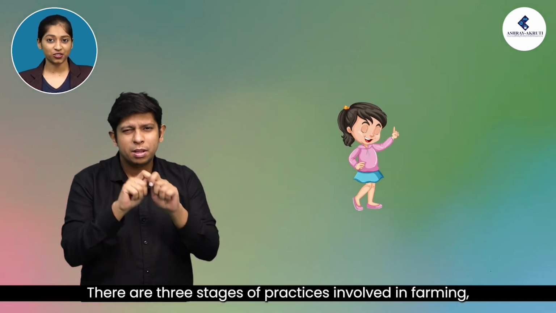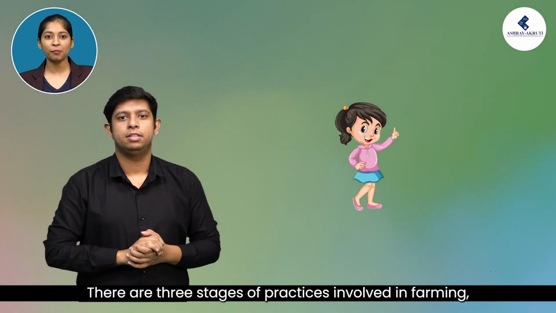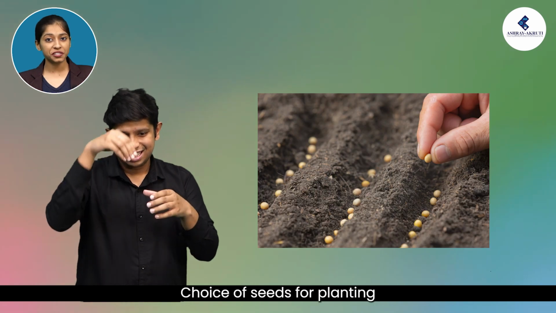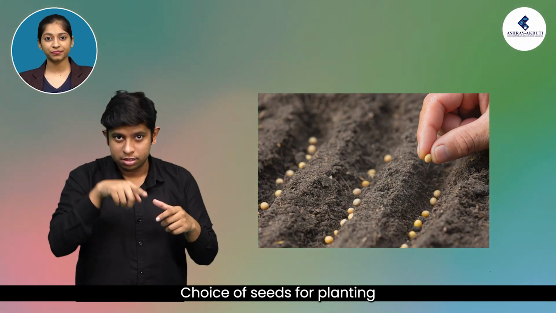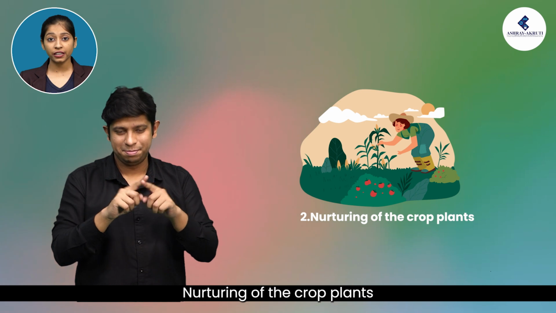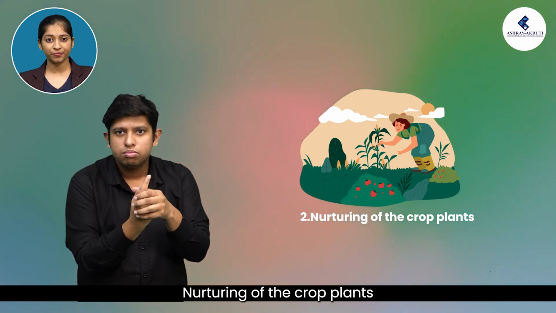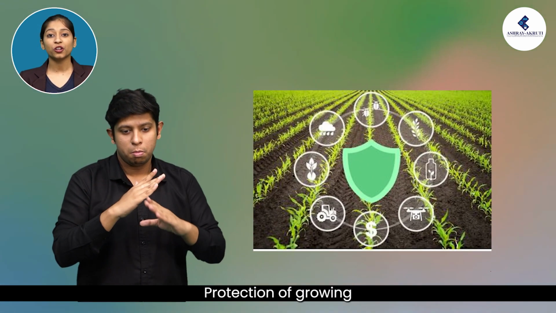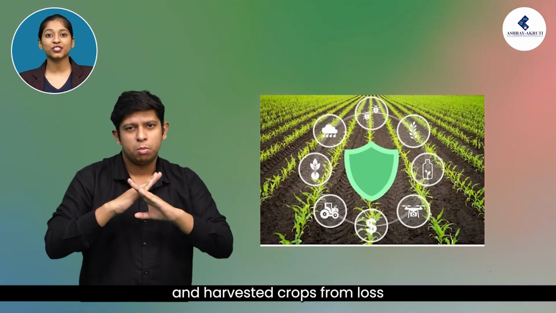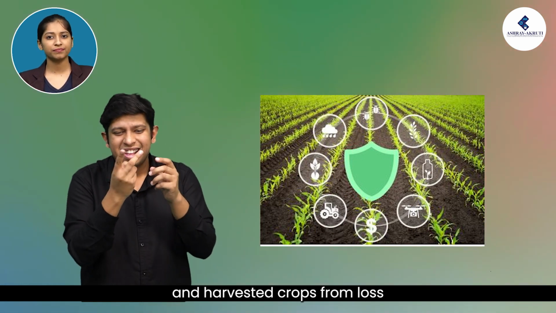There are 3 stages of practices involved in farming: choice of seeds for planting, nurturing of the crop plants, and protection of growing and harvested crops from loss.